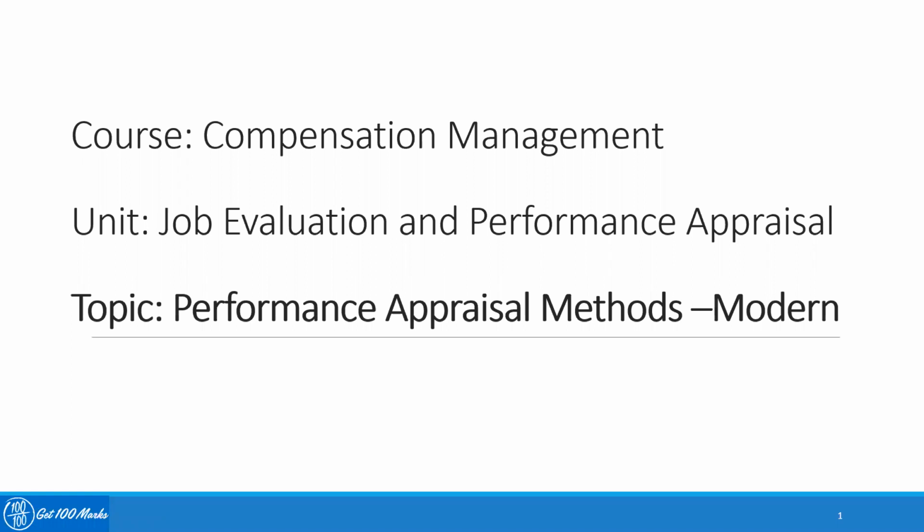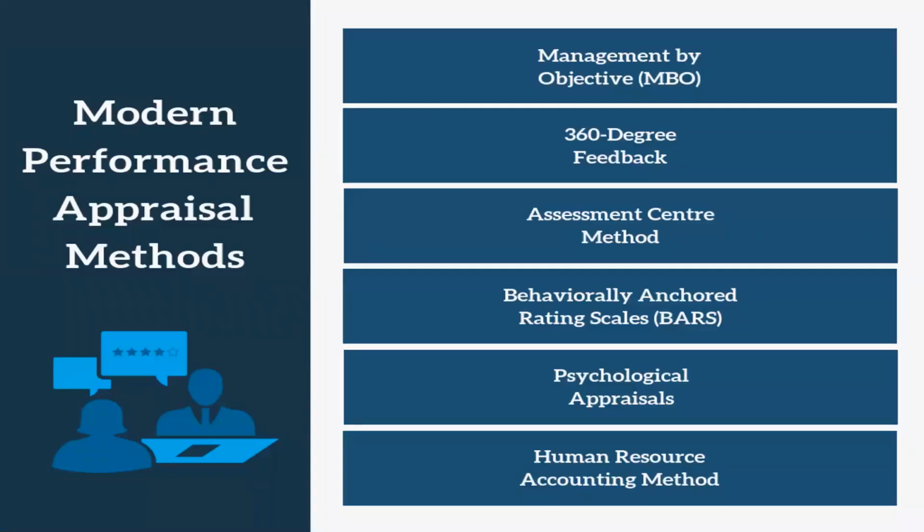Topic: performance appraisal methods, in that modern methods of appraisal. In modern performance appraisal methods, there are 6 different methods such as management by objectives, MBO, 360-degree feedback, assessment center method, behaviorally anchored rating scales, psychological appraisals, and human accounting method.